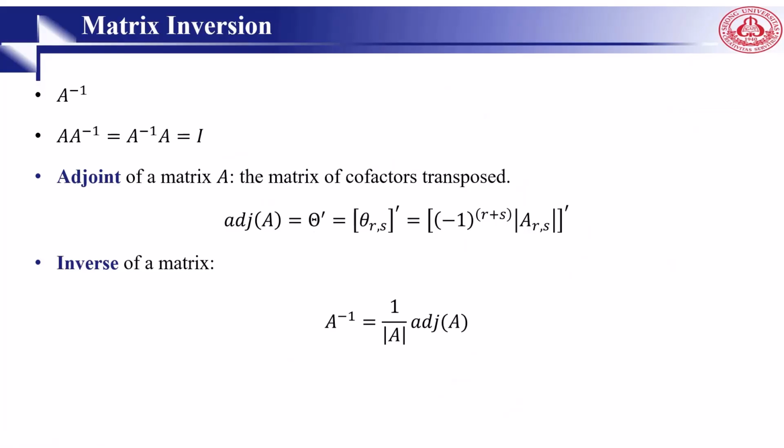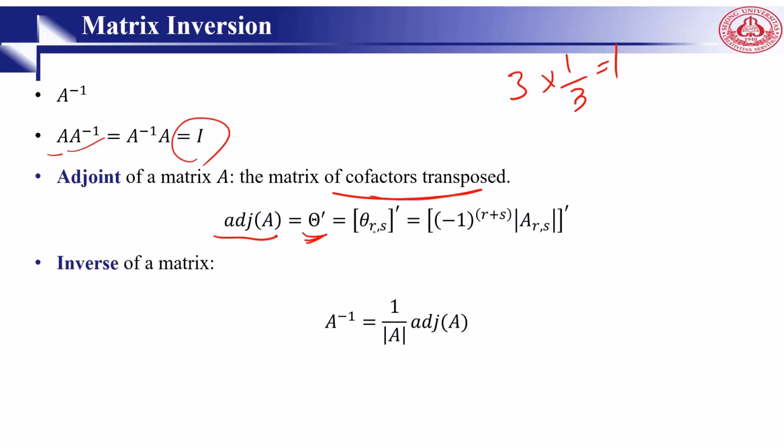In scalar algebra, a number times its inverse is equal to 1. Right? In matrix algebra, we must find the matrix A inverse such that A times A inverse becomes the identity matrix. In this case, we need to find the adjoint. The adjoint of a matrix, which we show by adj A, is the matrix of cofactors transposed. Transposed means changing rows and columns.